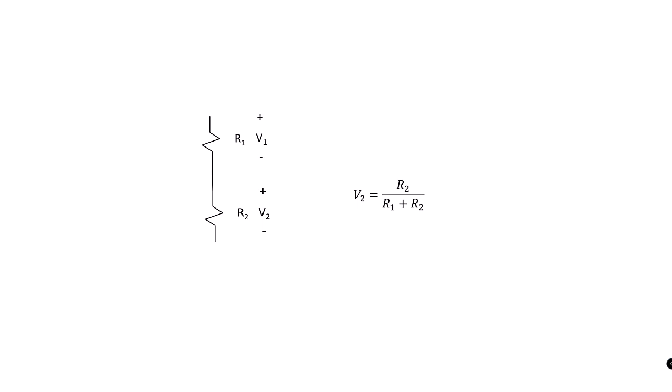A very common circuit in interfacing is the voltage divider. We have two resistors connected from power to ground. The voltage across each resistor depends on the ratio of that resistance to the total resistance from power to ground.